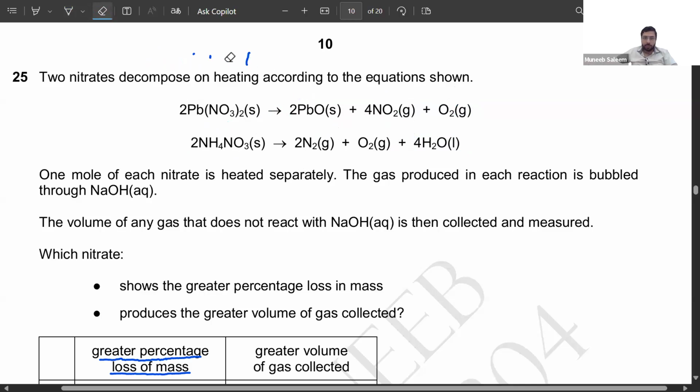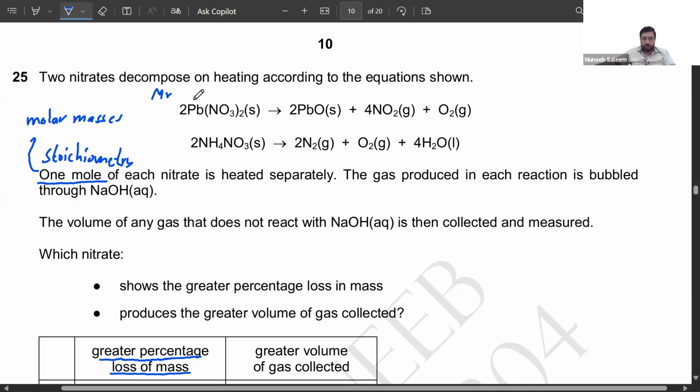Now, for this purpose, we have to look into this important point here: 1 mole, which means the mole or stoichiometry method is to be applied here to find the answer. The mole can be converted into molar masses. So molar masses of all these reactants and products must be calculated, only then will we be able to answer. So first of all, we'll calculate the MR value of this whole compound, lead nitrate.